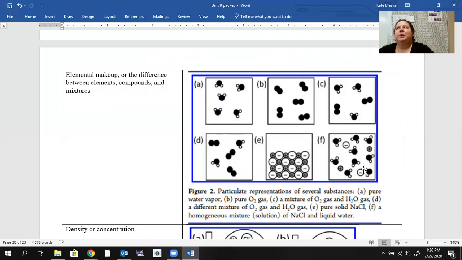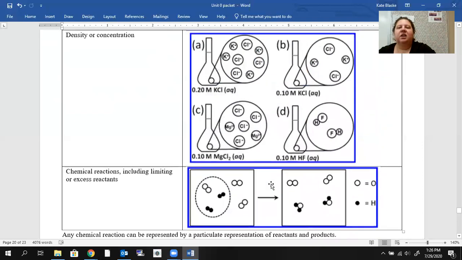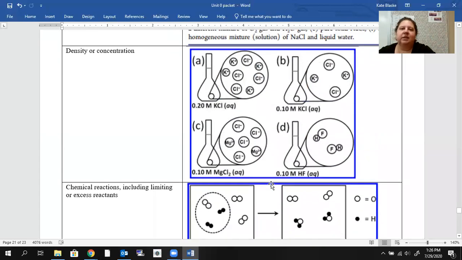So not only do we need to be able to read the pictures to know what information is there, but we also need to be able to draw the pictures to share that information with others. The number of particles you represent can show density or concentration. So if I have a 0.2 molar potassium chloride solution versus a 0.1 molar potassium chloride solution, there's going to be half as many particles. So I can represent that by how many particles are drawn in that diagram.